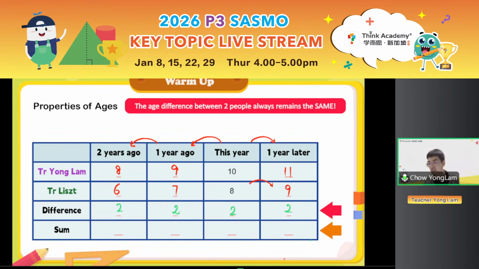Then let's pay attention to the sum. What do you notice about the sum? Right, every year we grow 1 year older. Does that mean the sum is also plus 1, plus 1, plus 1? Okay, so let's quickly label. What's our age sum this year? This year, I'm 10, he's 8. Our age sum is 18. 1 year ago, 9 plus 7, our sum is 16. 2 years ago, 8 plus 6, our sum is 14. 1 year later, 11 plus 9, 20. So do you notice anything?